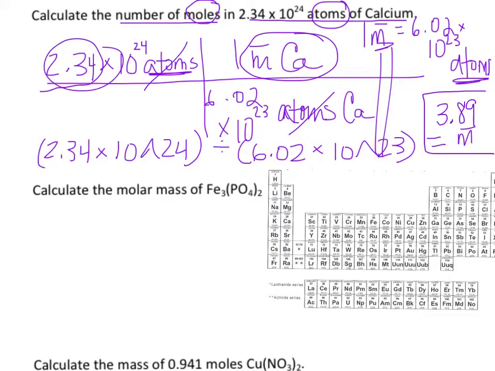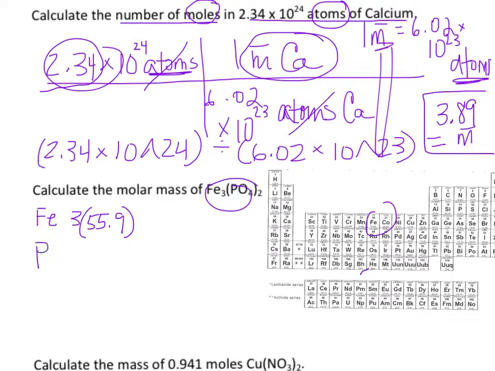Now, another type of question you may encounter is just a simple question asking you to find the molar mass, and you have to do that a lot in many of these problems. So let's calculate the molar mass of this iron phosphate. So iron, 3 times 55.845, so 55.9.